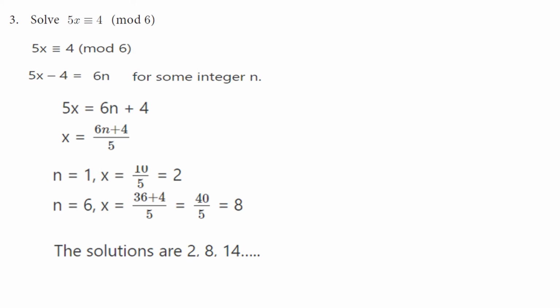Therefore, 5x equal to 6n plus 4, x equal to (6n plus 4) by 5. We have to substitute the value for n equal to 1. So x equal to 10 by 5 equal to 2. And n equal to 6 means x equal to 36 plus 4, 40 by 5 equal to 8. And n equal to 11, 6 into 11, 66 plus 4, 70, 70 by 5 equal to 14. Therefore, the solutions are 2, 8, 14, etc.